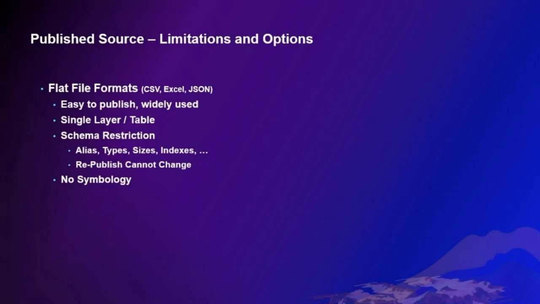So on that same topic, if we look more in depth at the flat file formats like CSV, Excel, JSON, again, easy to publish, they're widely used. They only support a single layer or table within that service. And then, of course, you have the schema restrictions. Does it support the aliases, field types, the sizes of the fields? No indexing that you can start with. You have to add that in later. If you republish, it doesn't change the schema once you do it. And, of course, there's no symbology.